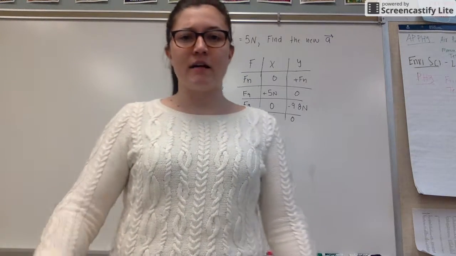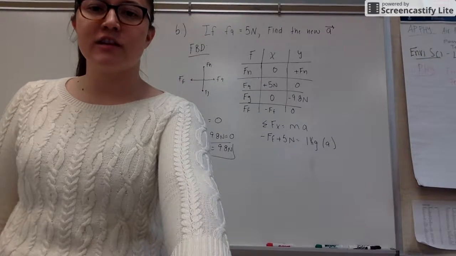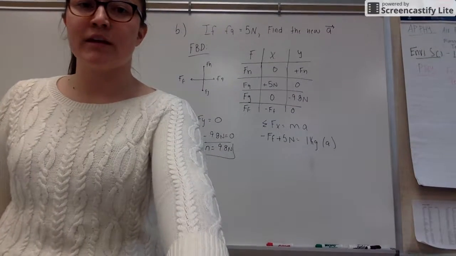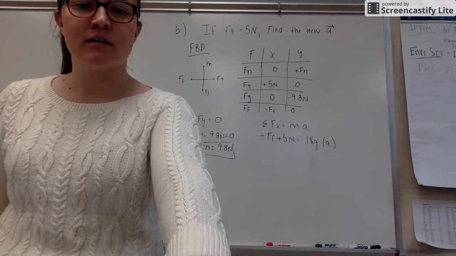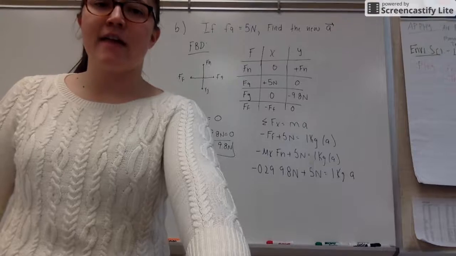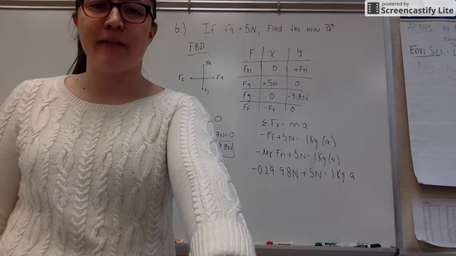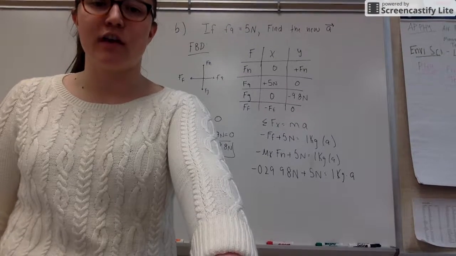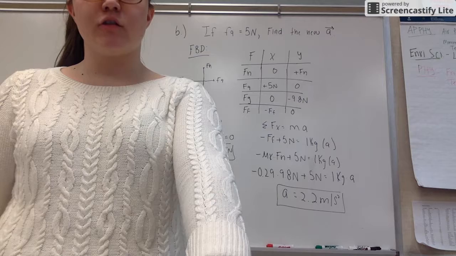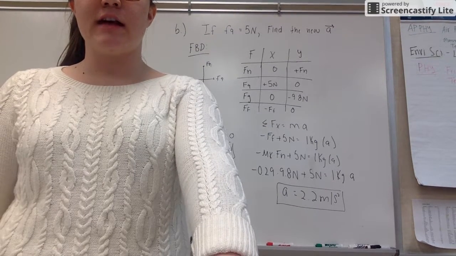Why don't you try that out right now? Pause the video. You're going to get negative force of friction plus 5 newtons is equal to 1 kilogram times a. Plug in for the force of friction. We'll use mu k from that last part, 0.29, and then simplify, solve for a. Pause the video to do that, and check your value with mine. You're going to get 2.2 meters per second squared.